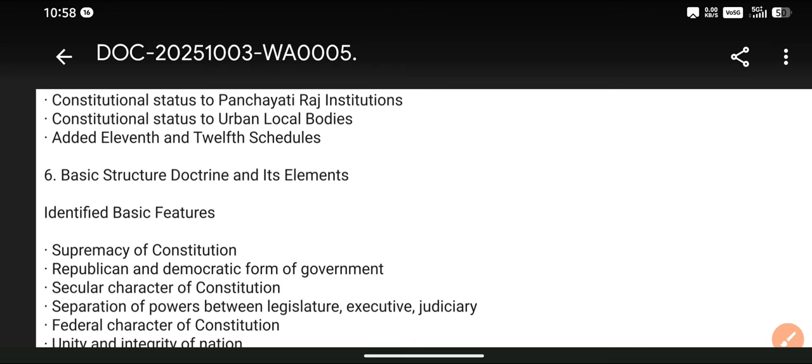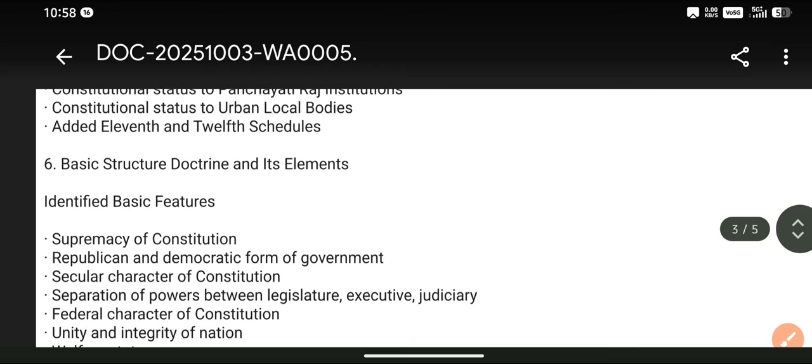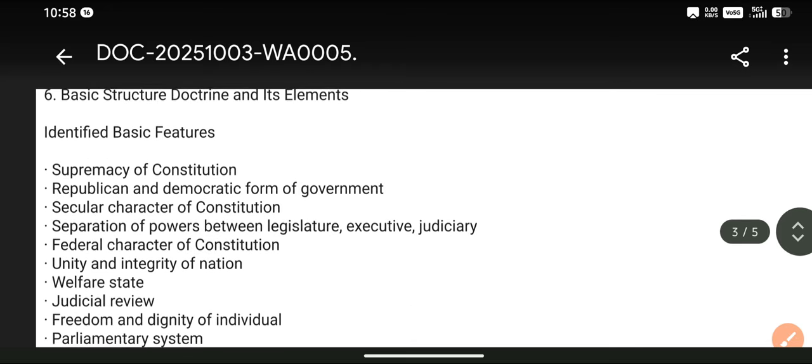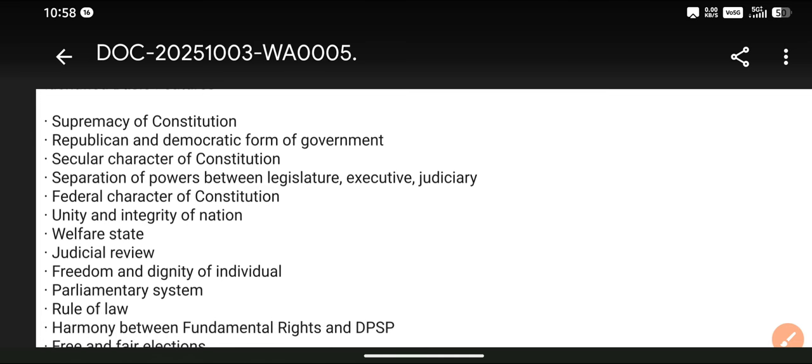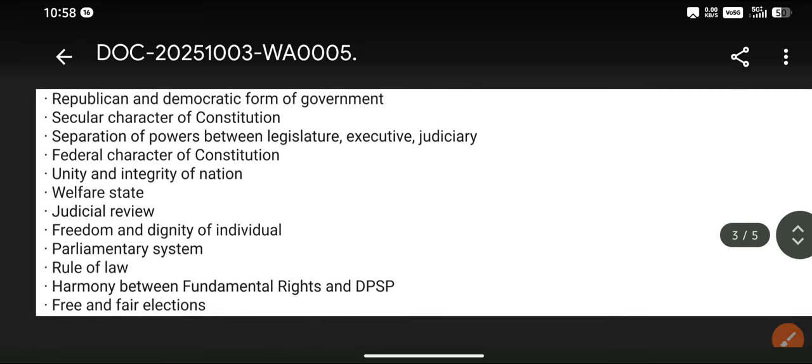Basic structure doctrine and its elements. Identified basic features. Supremacy of Constitution. Republican and democratic form of government. Secular character of Constitution. Separation of powers between legislature, executive, judiciary. Federal character of Constitution. Unity and integrity of nation.